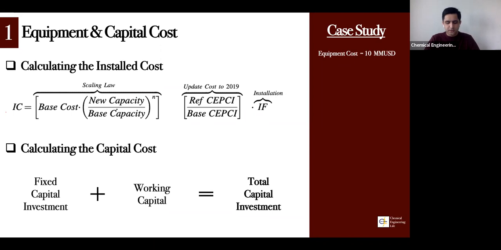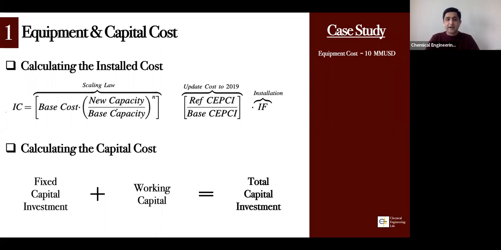Now, there's one thing, and I don't want you all to confuse these two different terms. When you say equipment cost, that is the cost of your equipment. But then we have something called installed cost, and that is the cost of your equipment that is installed into your facility.